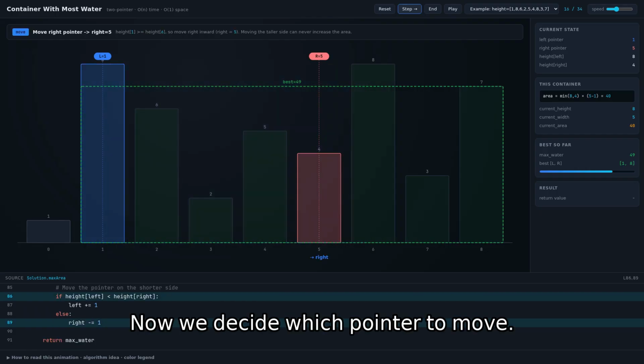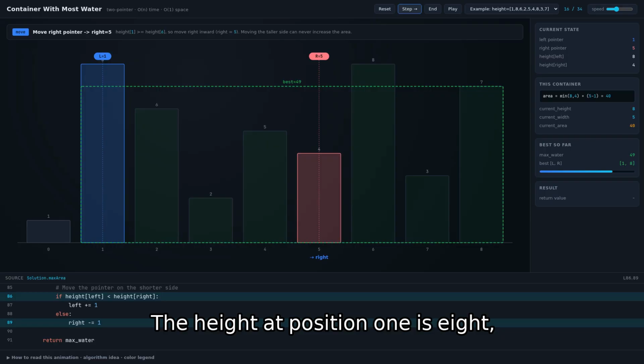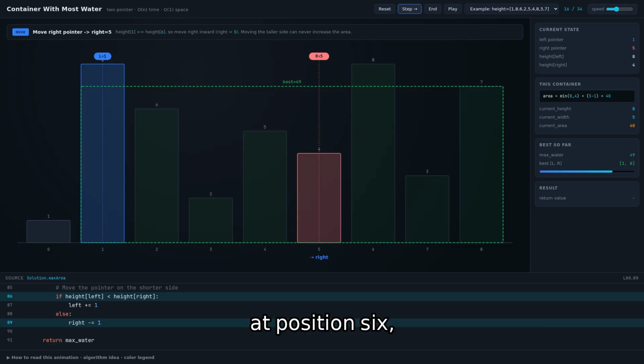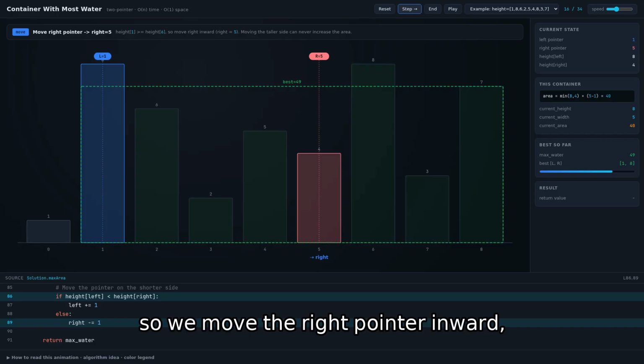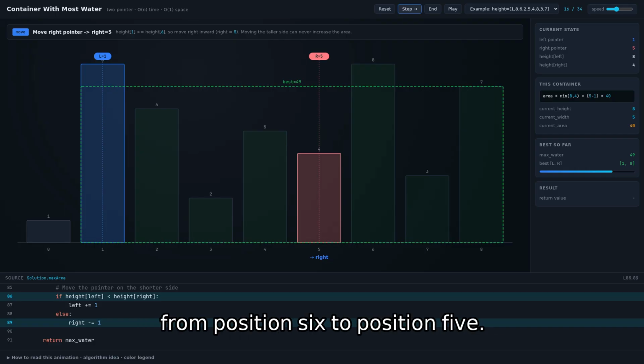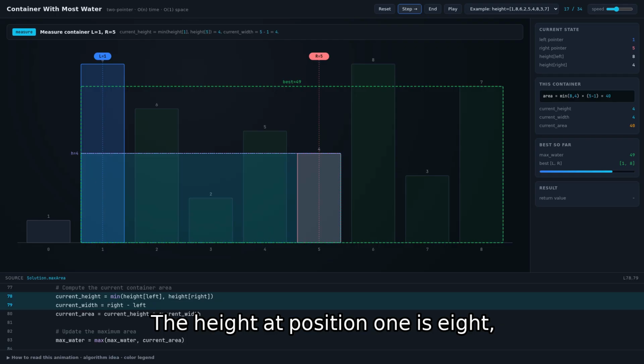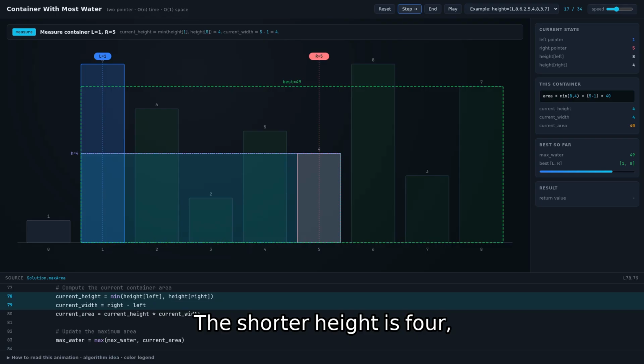Now we decide which pointer to move. The height at position 1 is 8, which is greater than or equal to the height at position 6, also 8. They are equal, so we move the right pointer inward from position 6 to position 5. We measure the new container. The height at position 1 is 8, and the height at position 5 is 4. The shorter height is 4, so the current height is 4.